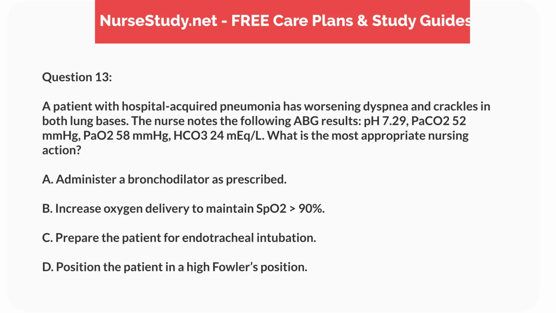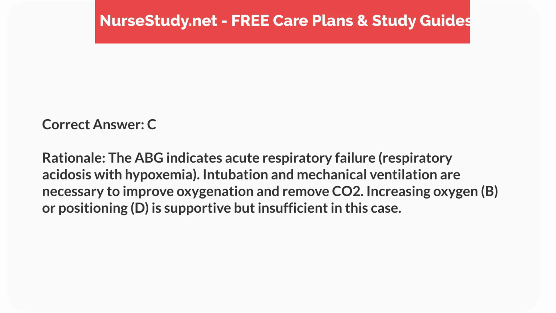A. Administer a bronchodilator as prescribed. B. Increase oxygen delivery to maintain SpO2 greater than 90%. C. Prepare the patient for endotracheal intubation. D. Position the patient in a high Fowler's position. Correct answer, C. Rationale: the ABG indicates acute respiratory failure, respiratory acidosis with hypoxemia. Intubation and mechanical ventilation are necessary to improve oxygenation and remove CO2. Increasing oxygen, B, or positioning, D, is supportive but insufficient in this case.